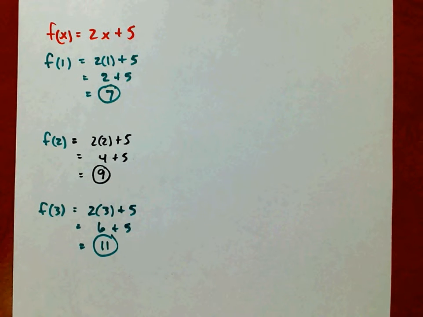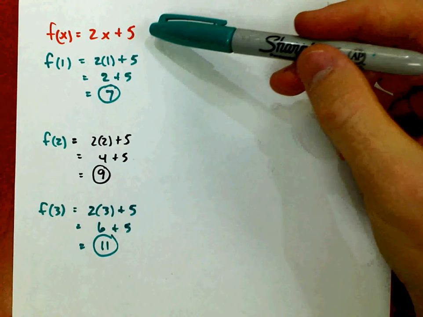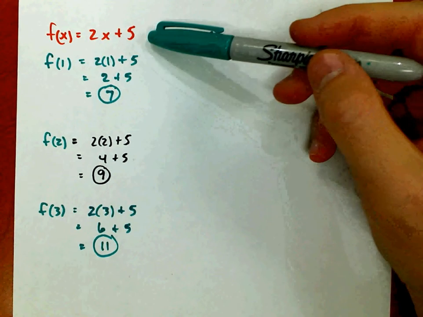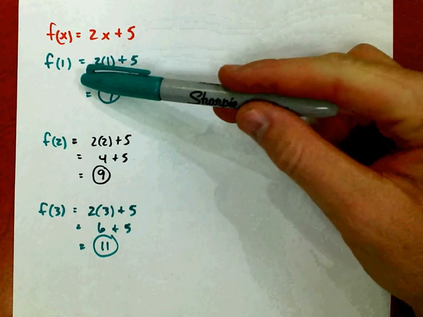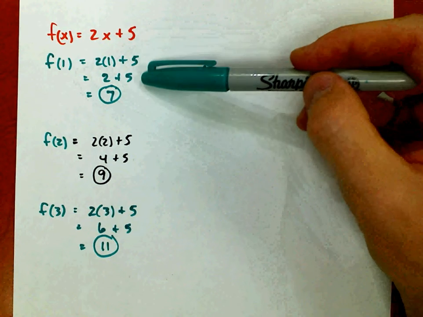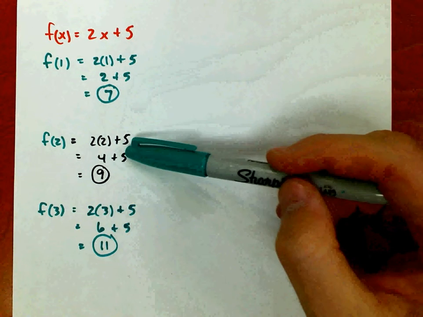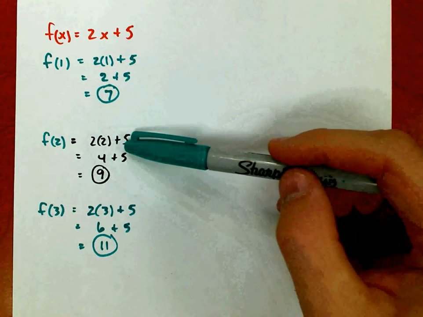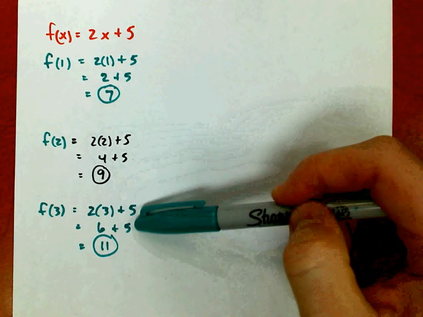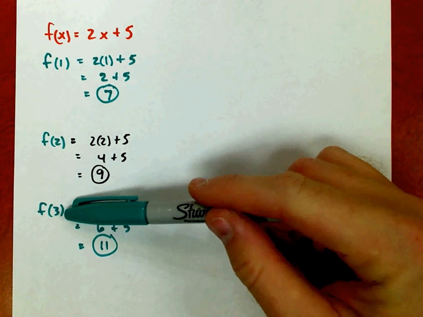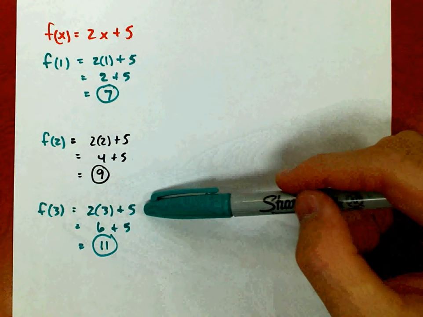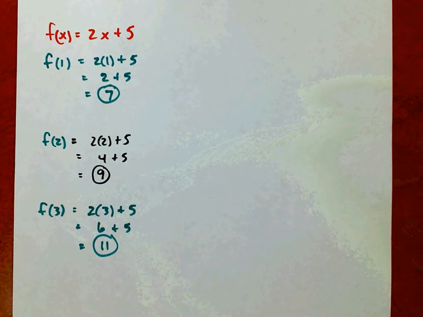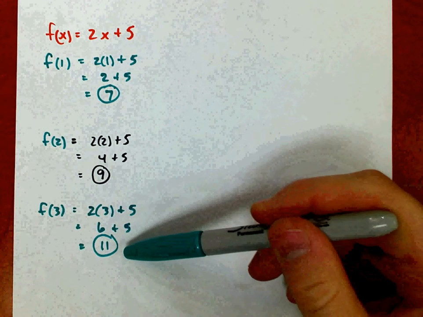And as you can see here, I've evaluated this linear function for 3 different values. I've evaluated the linear function for when x is equal to 1, replaced x with 1, and solved. I've evaluated it for when x is 2, replaced x with 2, and solved to get 9. And I've evaluated it down here for when x is equal to 3. I replaced x with 3 and solved to find that the value of f of 3 is 11.